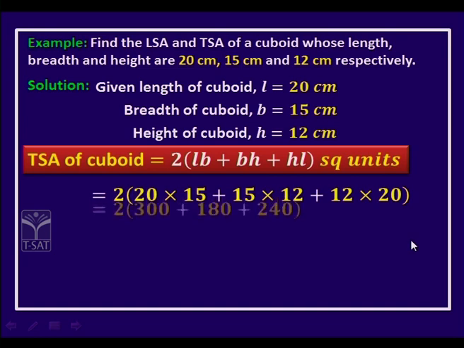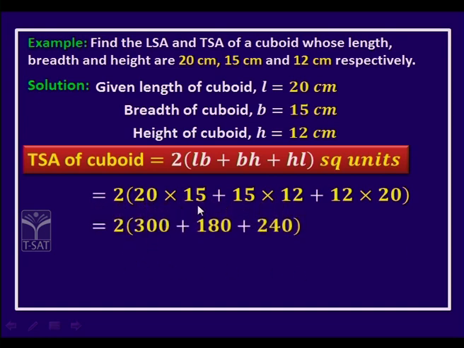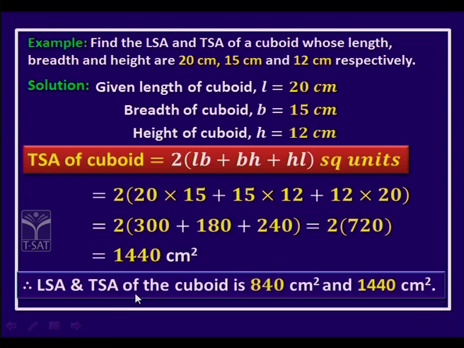Now, let us multiply them, children. So, we get 2 into, 20 into 15 is 300, plus 15 into 12 is 180, plus 12 into 20, that is 240. Now, let us add these 3 terms, children, that is 300 plus 180 plus 240. So, you are going to get 720. So, we get 2 into 720. What is 2 into 720, children? Yes, you get 1440 centimeter square. Now, this is the TSA of the cuboid. So, hence I can say that the LSA and TSA of the cuboid are 840 centimeter square and 1440 centimeter square respectively.